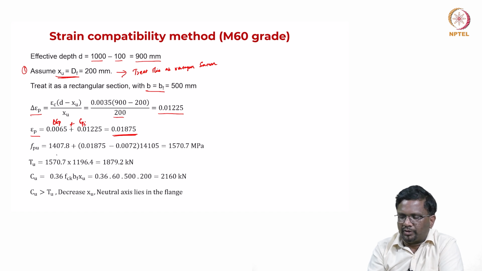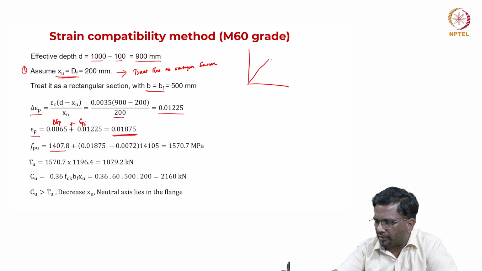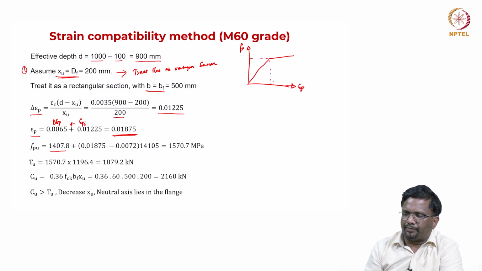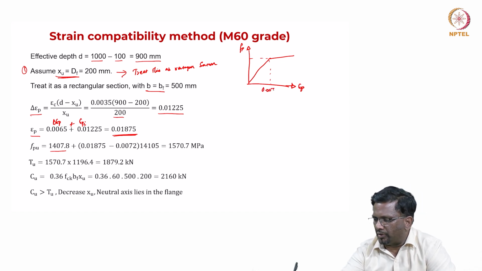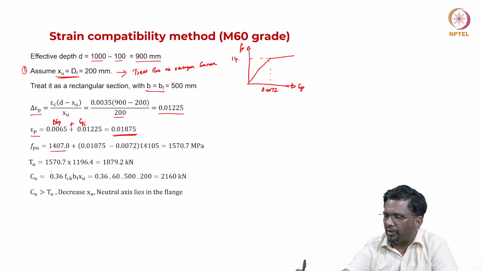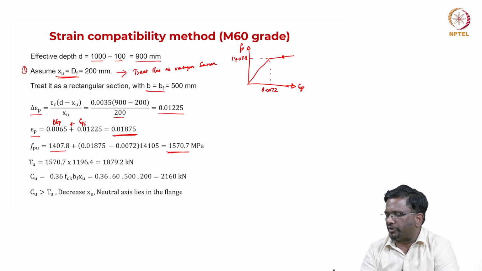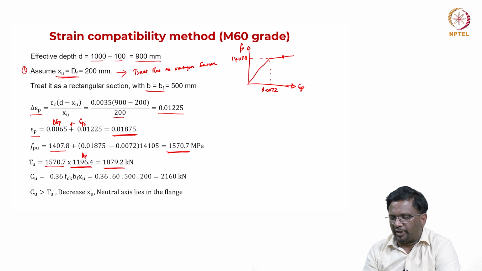Stress is going to be, now we are using the bilinear curve again, right. So, we take this curve, Fp versus epsilon P, right. So, this is about 1400 something that we take. Using this I get this strain as 0.0072 and this is 1407.8. So, we are somewhere here. So, you do the interpolation and you get your stress, 1571 megapascal. Now, the tension force is stress multiplied by the area of pre-stressing steel, this is your AP, and you get your force as 1879.